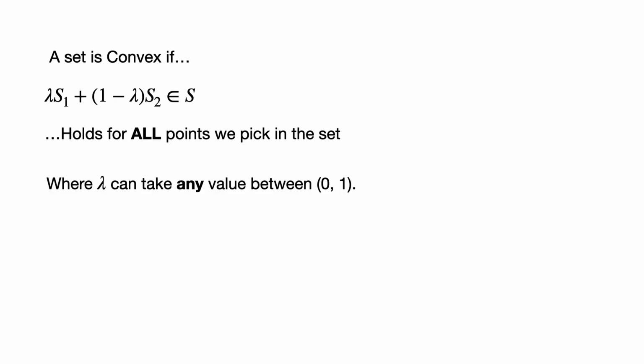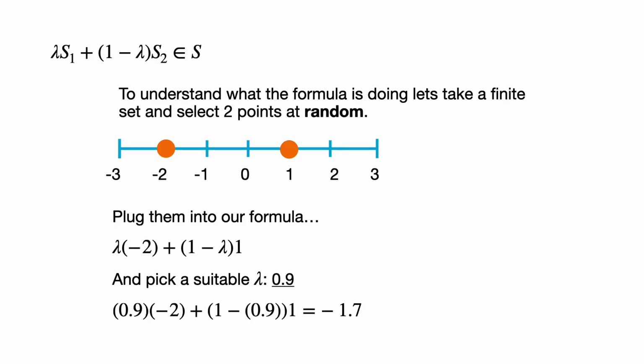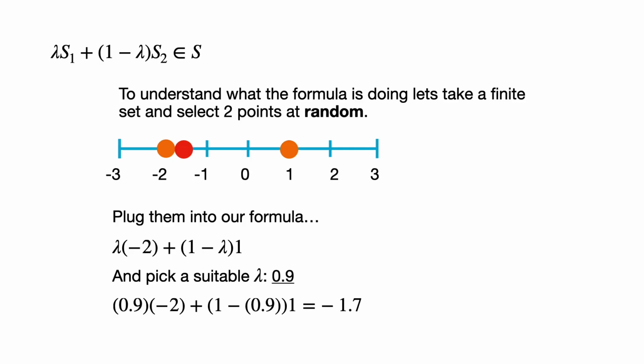It's up to us. To understand what the formula is doing, let's take a finite set and select 2 points at random. Here, our set is -3, -2, -1, 0, 1, 2, 3. We select points -2, 1 to test. Plug them into our formula, and pick a suitable lambda. Here we chose 0.9. When we do the math, we get -1.7.